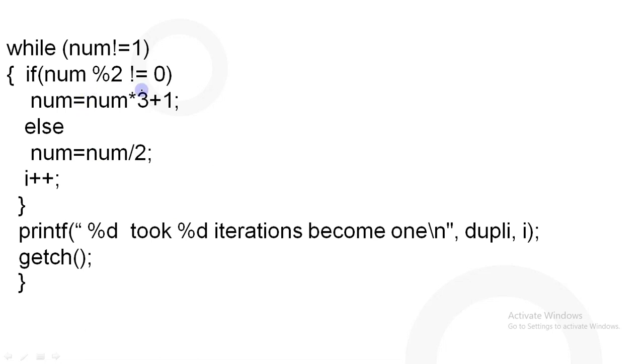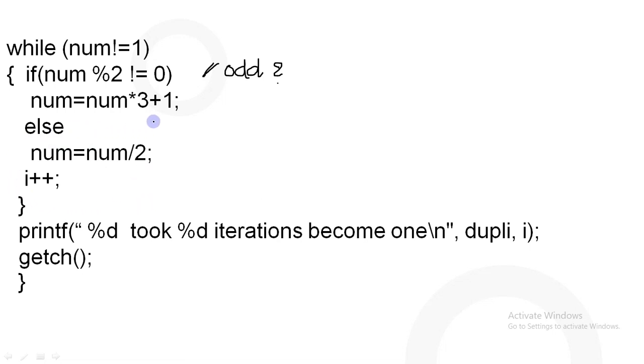If num mod 2 not equal to 0, we are testing whether the number is odd or not. Is the number odd? We are testing this. Yes, if it is 7, it is odd. Then the number is multiplied by 3 and 1 is added as per the conjecture. Else num equal to num by 2.